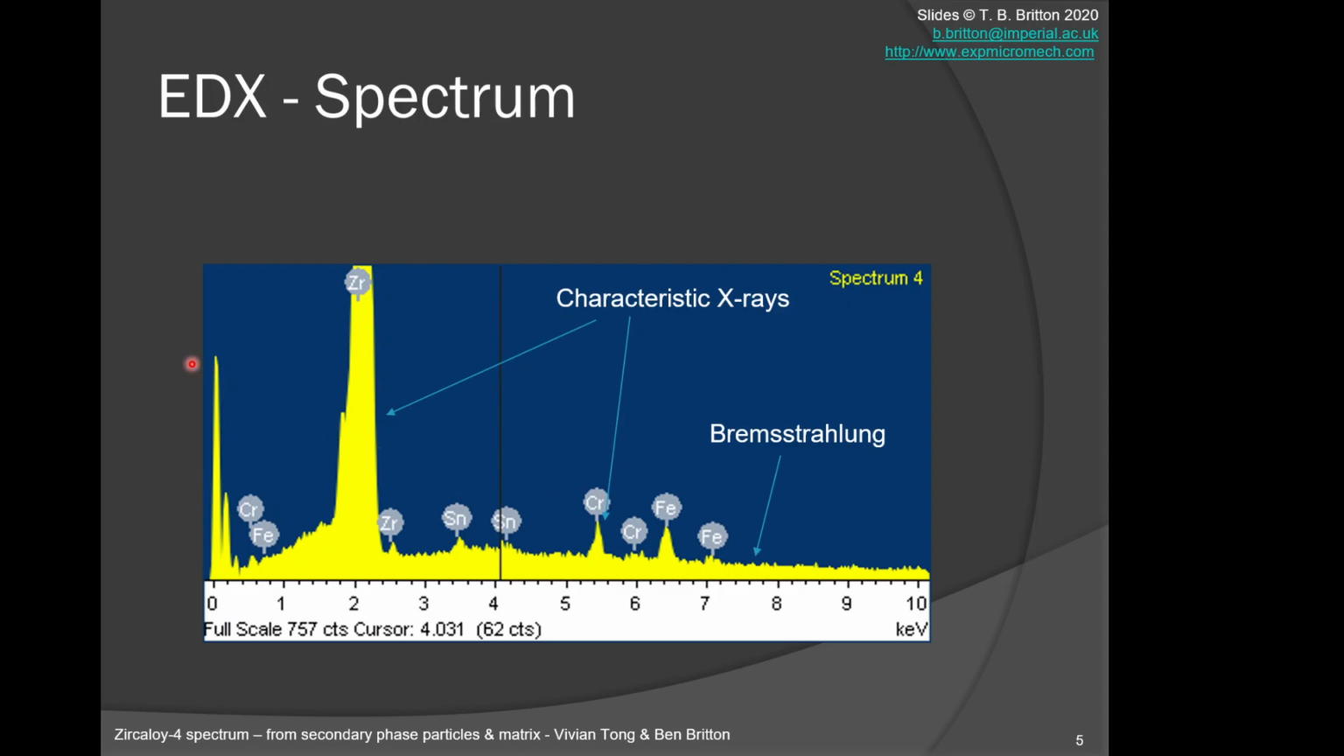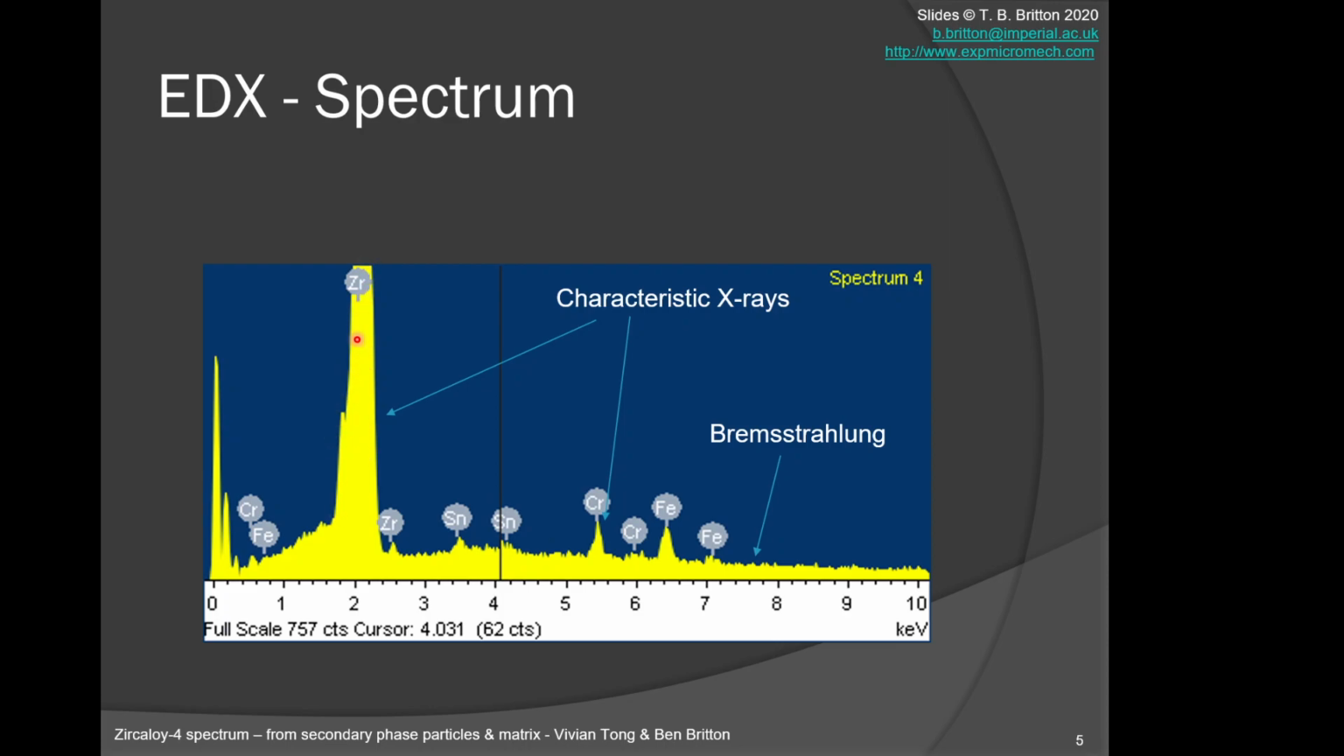If we look at an EDX spectrum, this is a spectrum from some zircaloy that Vivienne Tong collected during her PhD. The x-axis is the electron energy in kiloelectron volts. The y-axis is the number of X-ray counts. So we have a zeroth peak, and then we have the characteristic spectrum. The first, we have a background called the Bremsstrahlung, which is located here.